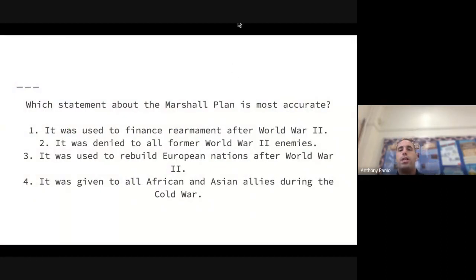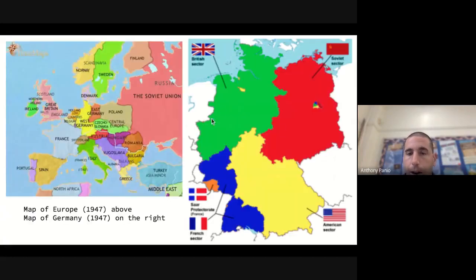All right. Which statement about the Marshall Plan is most accurate? Someone be brave. I got a three with a question mark, and then I got a whole bunch of other threes. Yes, it is. It was used to rebuild European nations after World War II. Okay, that is correct.